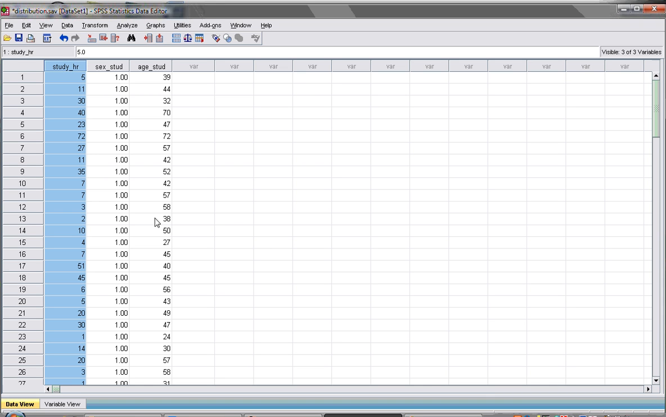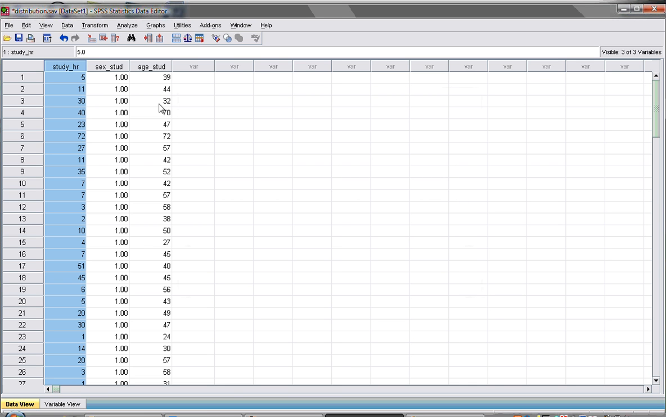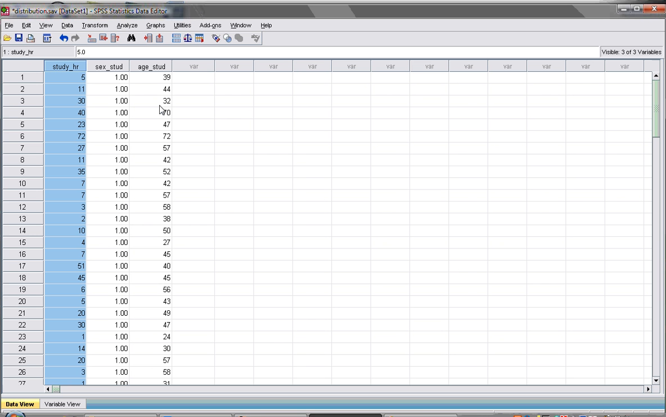So we are going to explore those things in this project that we have in front of us. We have almost 100 students in our class. We have the gender of the students, we have their average hours of study during that course, and we have the age of the students. So let us explore the normality of this data.